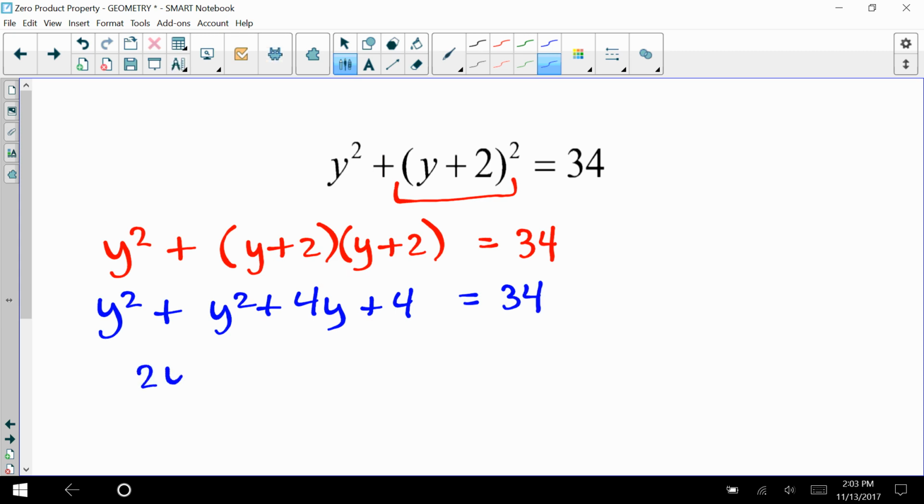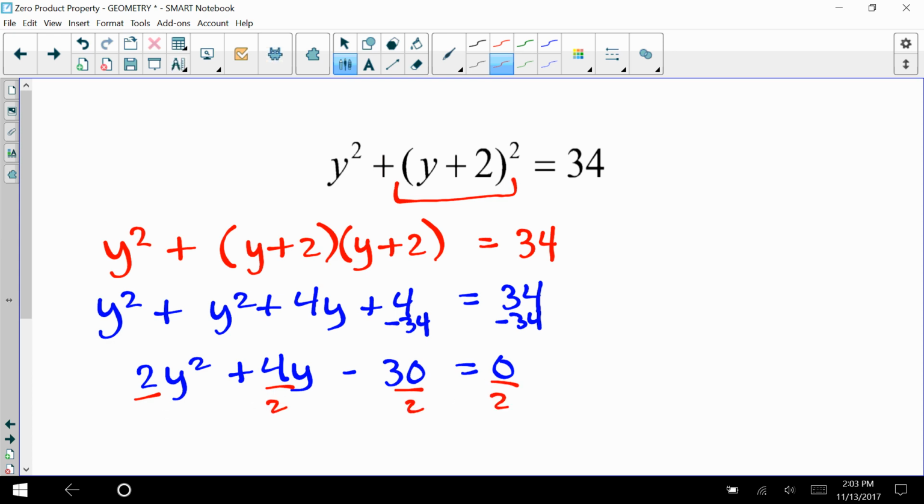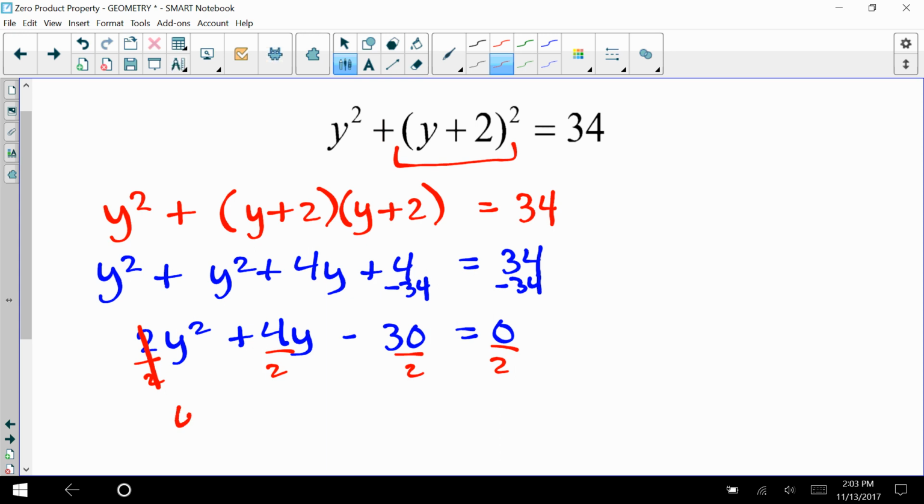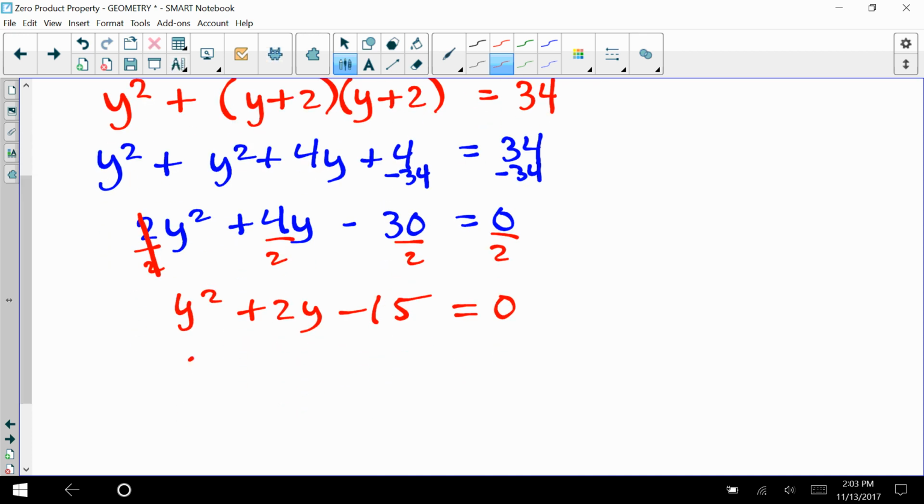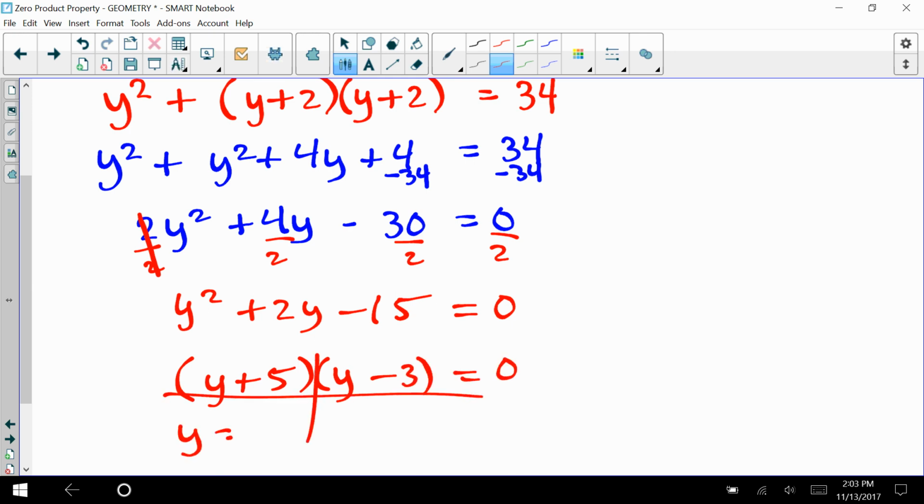So after we multiply, we get 2y squared plus 4y. And if we subtract the 34, we get minus 30 equals 0. So notice how if we divide everything by 2, we can get rid of this leading term here. So we get y squared plus 2y minus 15 equals 0. Now that's something that we can factor. So y can equal negative 5 and y can equal 3.